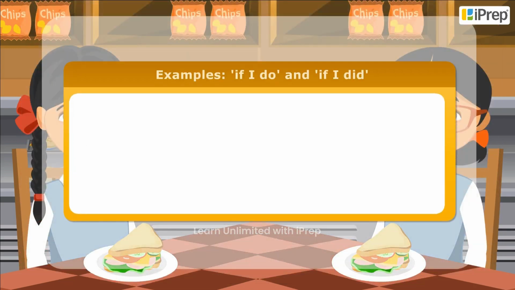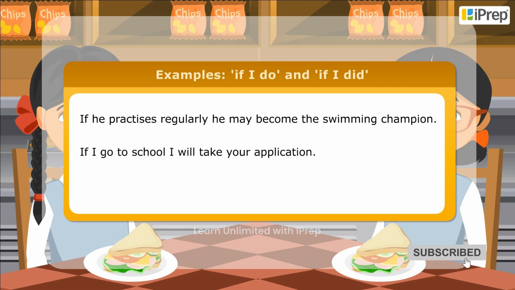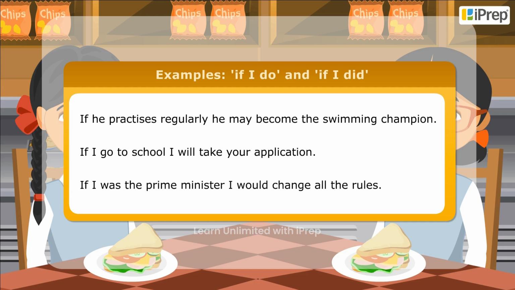Here are a few more examples of use of if I do and if I did. If he practices regularly, he may become the swimming champion. If I go to school, I will take your application. If I was the Prime Minister, I would change all the rules.